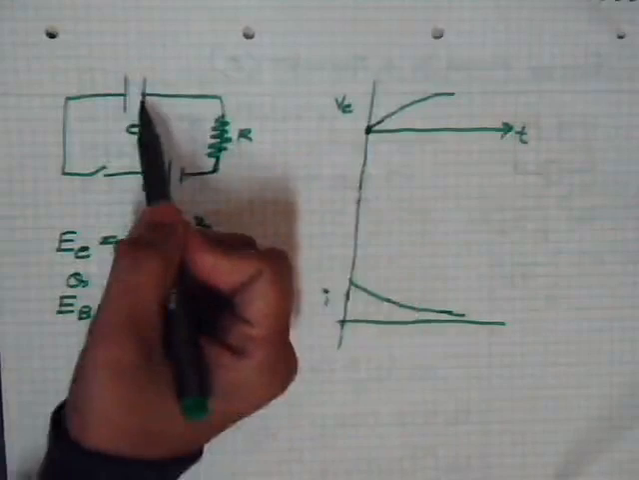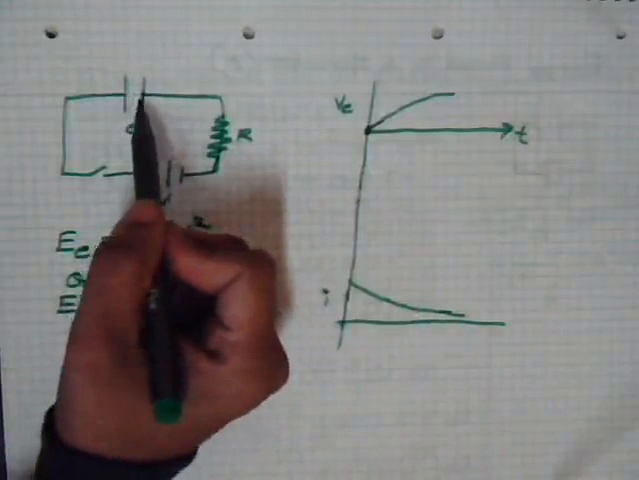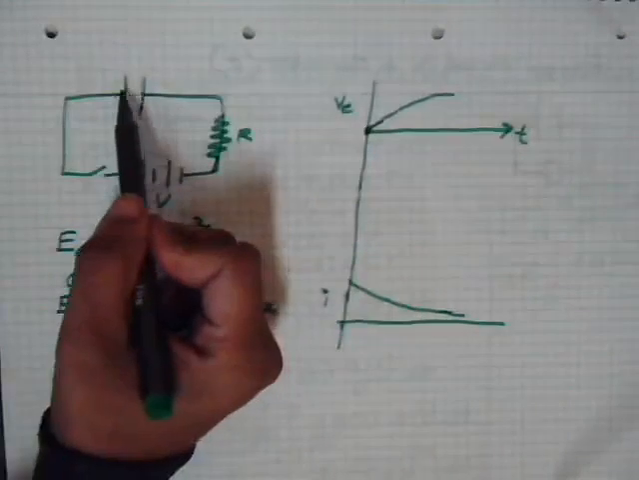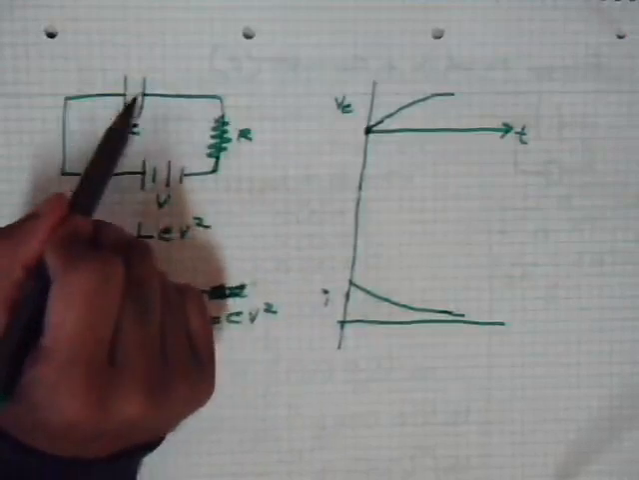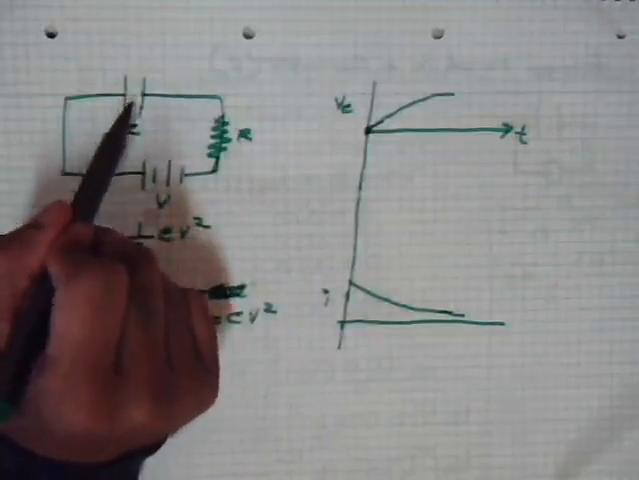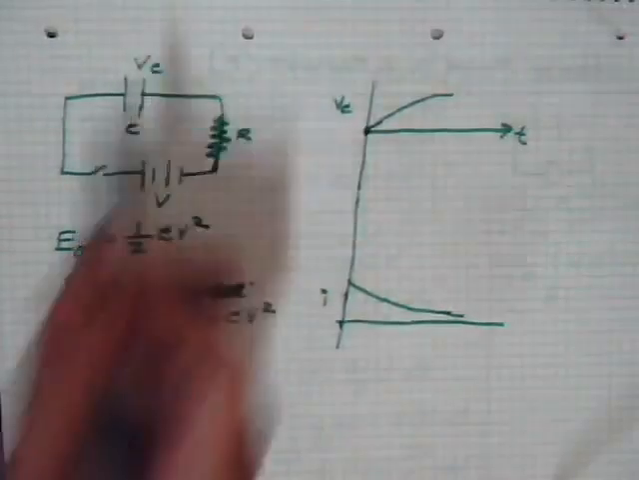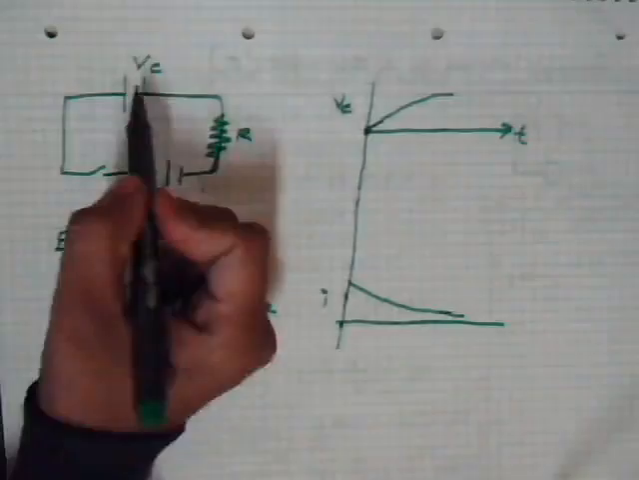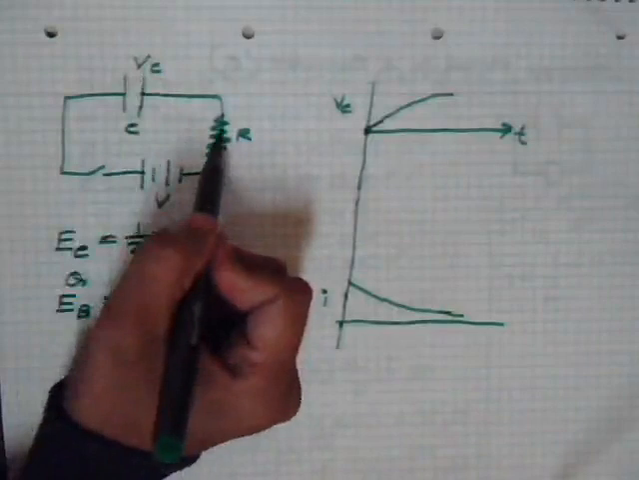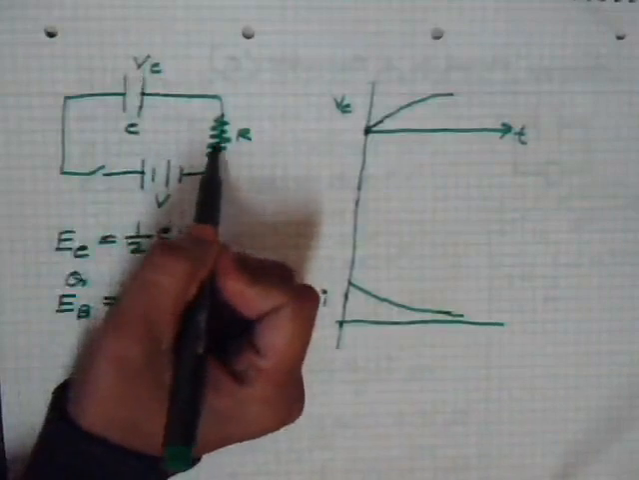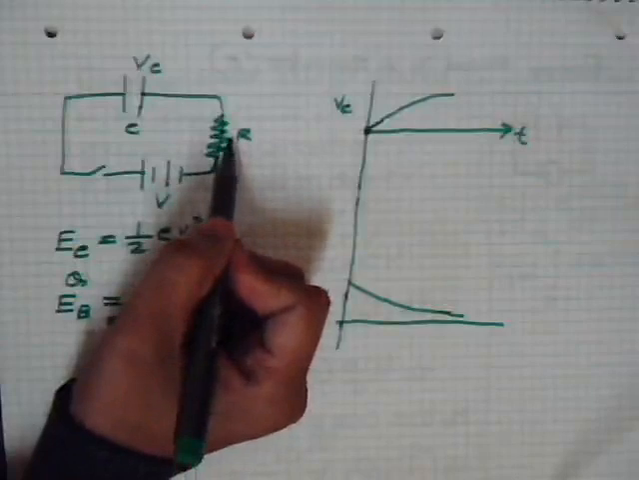And initially, since the capacitor voltage is 0, the capacitor is not opposing any charge transfer. So initially we are not storing any energy in the capacitor. But then when this voltage increases to some value VC, at that point the current decreases. So I now have a decreased amount of current, so I times R is reduced because I is reduced.